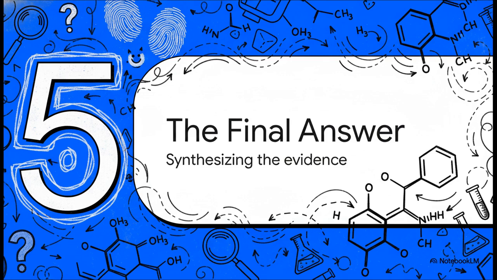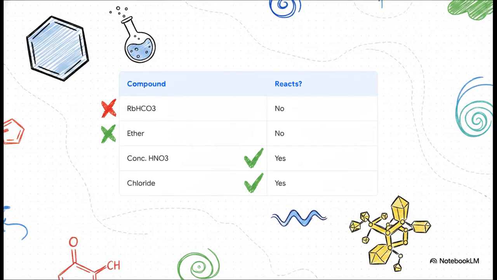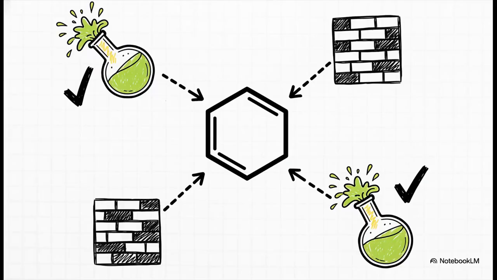Let's pull this all together. This summary checklist brilliantly illustrates everything we just discovered. We took all that dense, chaotic source material and mapped it out so we can visually lock in the knowledge. Candidate A, the rubidium bicarbonate? Nope. Candidate B, the ether? No. Candidate C, concentrated nitric acid? Yes. And candidate D, ethanoyl chloride? That's a yes. So the main takeaway is staring right at us.